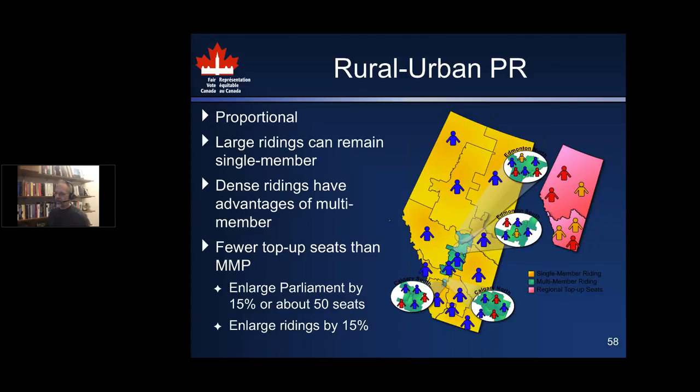Large ridings can remain single member, like they are now. Dense ridings can have the advantages of multi-member, and there are fewer top-up seats required because so many of our ridings would be multi-member. That gets us a long way down the road towards proportionality. So we don't need nearly as many top-up seats, and that means we can get away with enlarging parliament by only about 15%, say about 50 seats, or alternatively, we can enlarge ridings by about 15%. And again, we think that's fairly manageable.